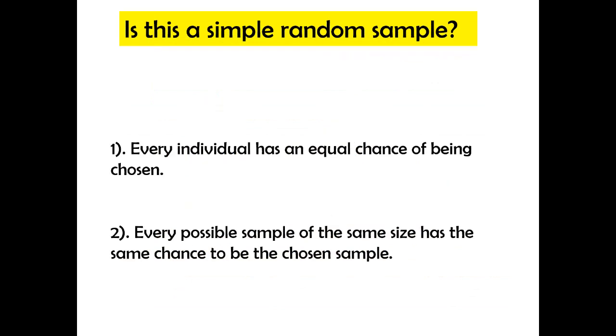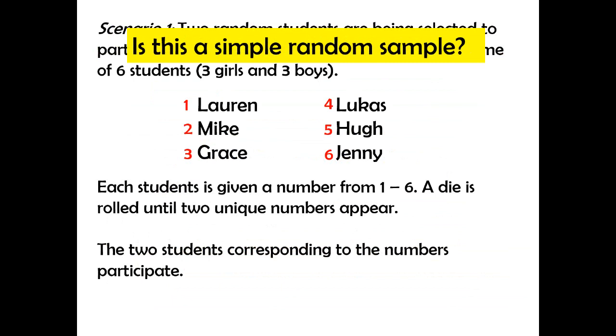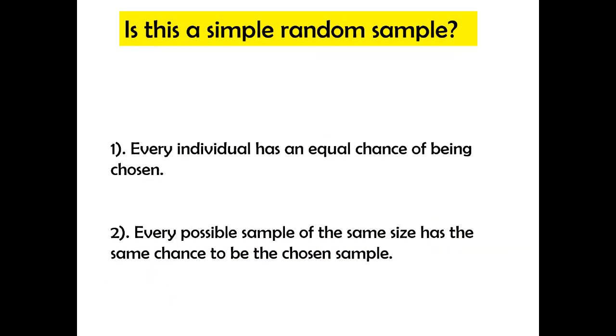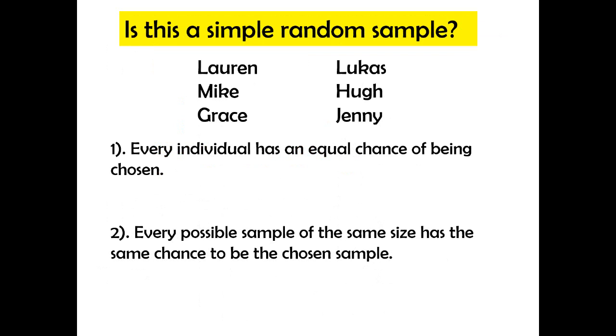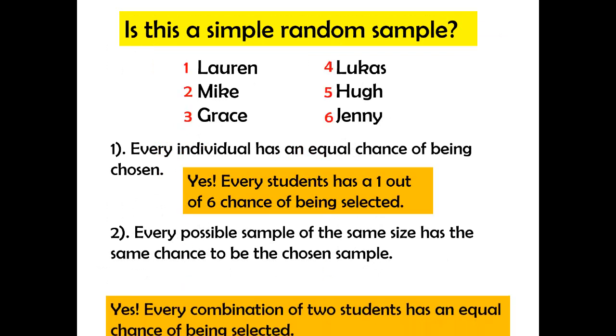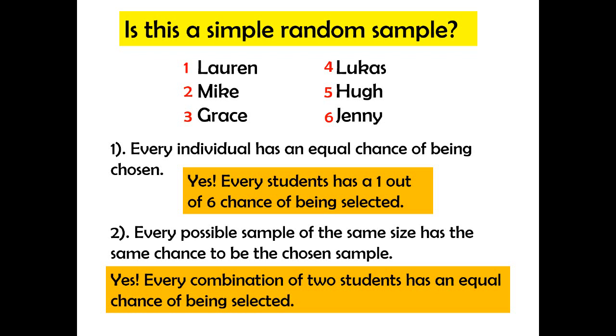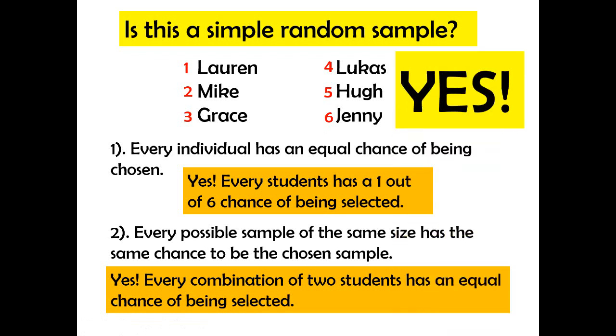Is this a simple random sample? Well, does every individual have an equal chance of being chosen? Yeah, they all have a 1 in 6 chance, right? Does every possible sample size has an equal chance? So any combination of 2 individuals could be chosen, right? Lauren and Mike has the same chance as Lauren and Grace, has the same chance as Lauren and Lucas, has the same chance as Lauren and Hugh, has the same chance as Lauren and Jenny, etc., etc. Mike and Grace, Mike and Lucas, Mike and Hugh, and Mike and Jenny. Yeah, all of those have an equal chance of being chosen. Any group of 2 does. So it's a simple random sample.